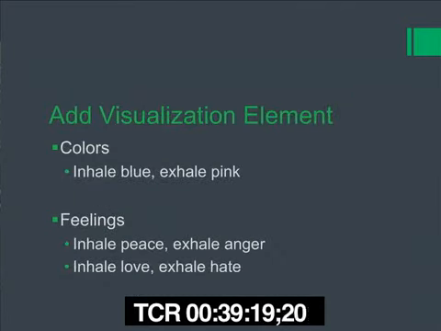To add the visualization element, you can have the patient inhale a color and exhale a color. So they could inhale blue, for example, and exhale pink. They could also inhale feelings or concepts, like inhale peace and exhale anger. Inhale love and exhale hate. Again, adding the visualization element helps them to maintain their attention so that they can do the deep breathing for a longer time. This is good for symptoms of anger and anxiety and hopelessness and agitation.